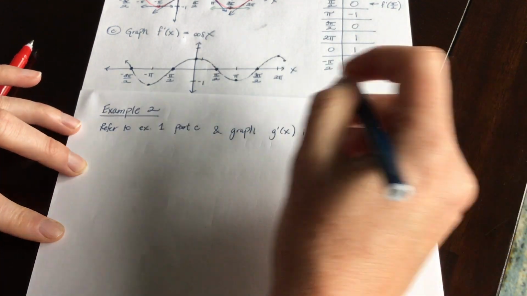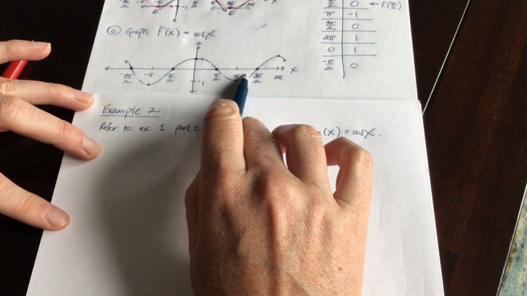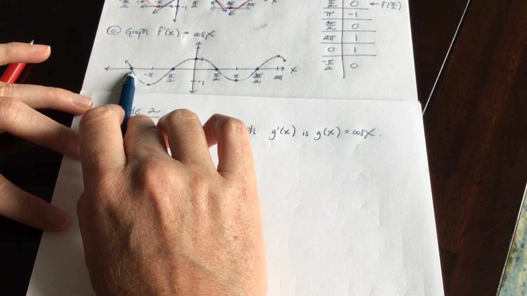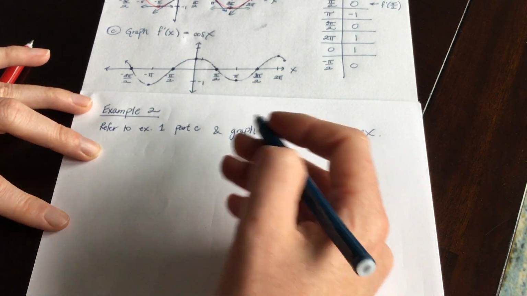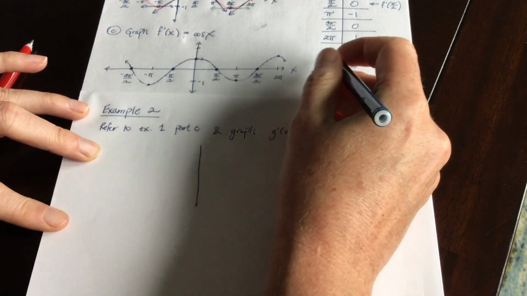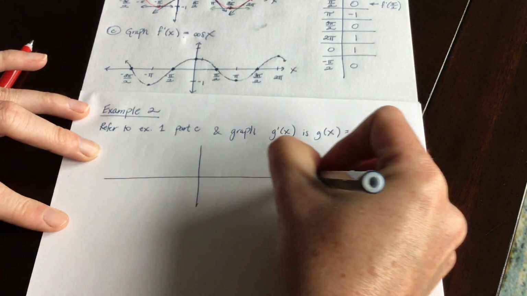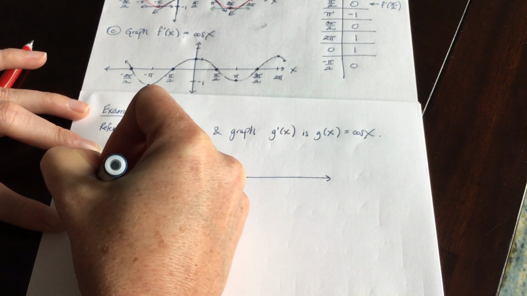Okay, so basically if this is your original function, cosine of x, we're just going to graph g prime. You can do the t-table if you found that helpful, or you could skip it. I'm going to demonstrate what it looks like to skip it.